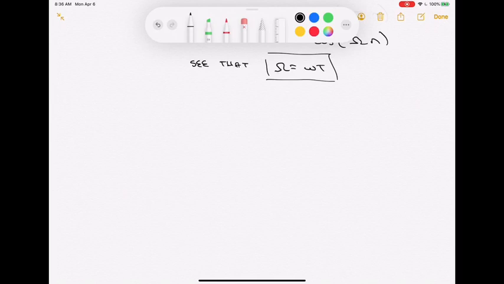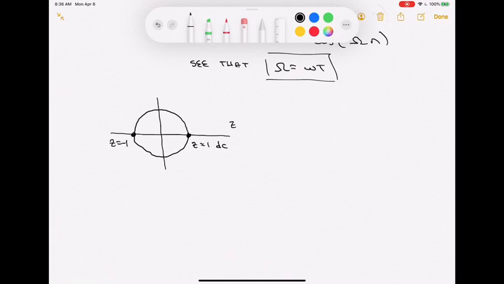Okay, so let's do a quick review or look back at our z-plane. If I look at my z-plane, I know sinusoids live on the unit circle, so there's my unit circle. At z equaling 1, I have my DC point, and at z equaling minus 1, that's cap omega equaling pi. That's my highest frequency.